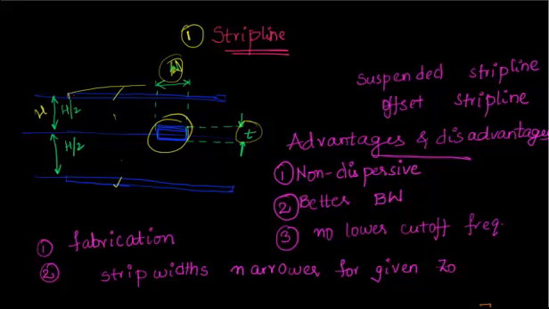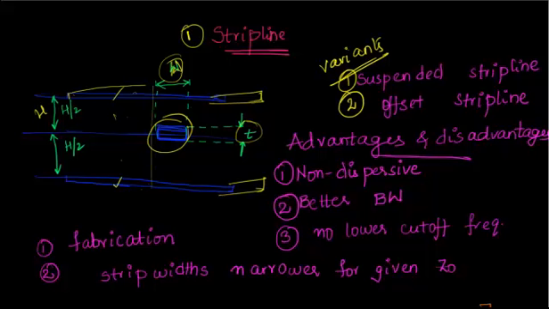Here, the conductor is exactly in between the two ground planes. We have two other variants of strip line also. These two variants are suspended strip line and offset strip line. Offset strip line is not exactly in between. Actually, this is almost half the distance from here and here. But in an offset strip line, it is not exactly half. It is somewhere here or here. In suspended strip line, this distance is not half. That is, either it is up or down.